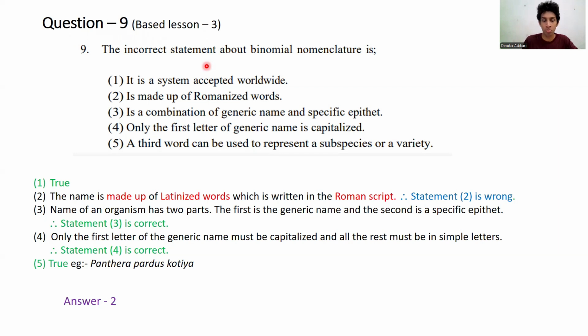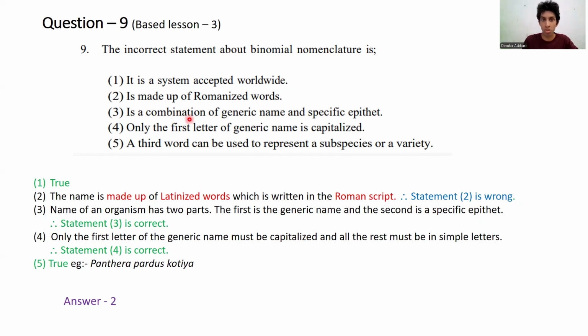2. Is made up of Romanized words. No. According to binomial nomenclature, the name of an organism is made up of Latinized words, which is written in the Roman script. Therefore, statement 2 is wrong.